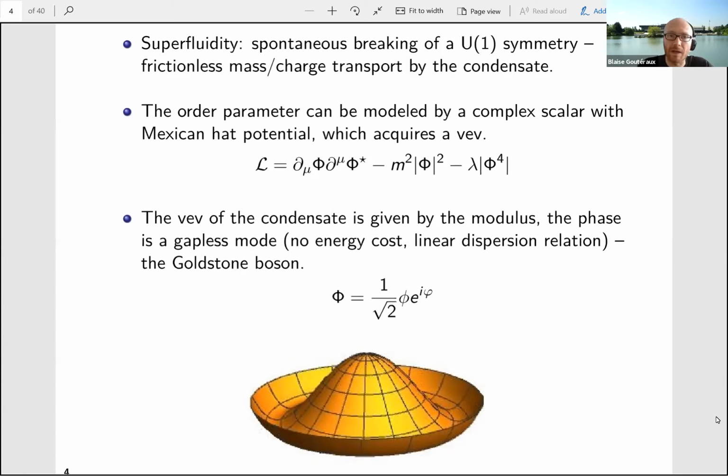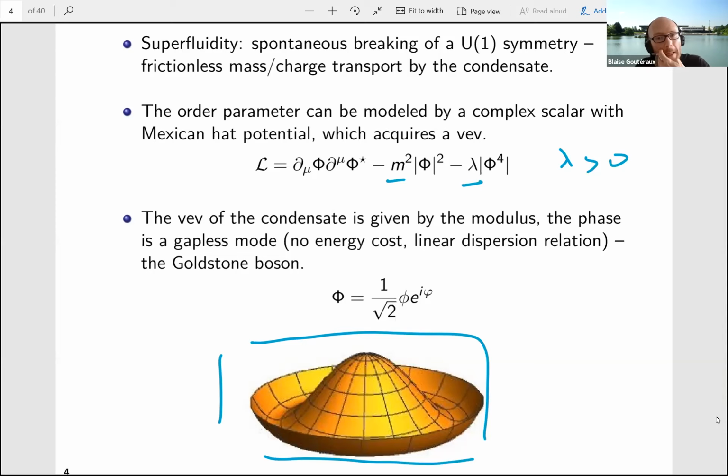Now, the usual 101 way to model superfluidity is to consider a quantum field theory with a complex scalar field with some Mexican hat potential, so an m squared and lambda term. Importantly, lambda needs to be positive so that it takes this Mexican hat form. Then you can consider a state where the modulus of this complex scalar sits at the bottom of the potential.